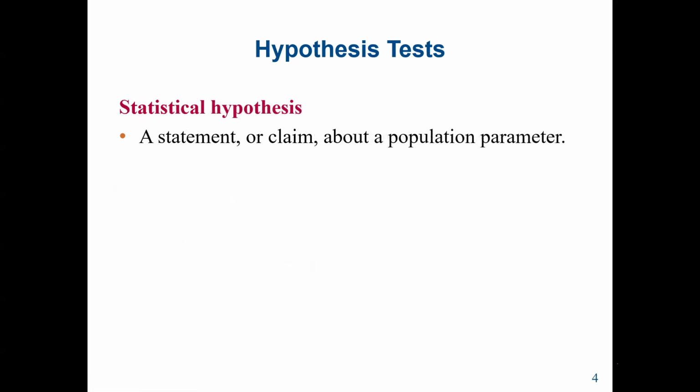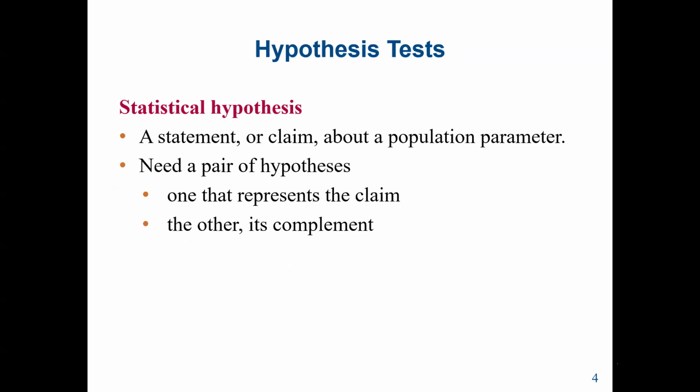So that will take us to what we mean by a statistical hypothesis. A statistical hypothesis is a statement or a claim about a population parameter. So we need a pair of hypotheses, as we said earlier. One that will represent the claim, which is the null hypothesis, and the other will always go against the claim. Here we say it's the complement.